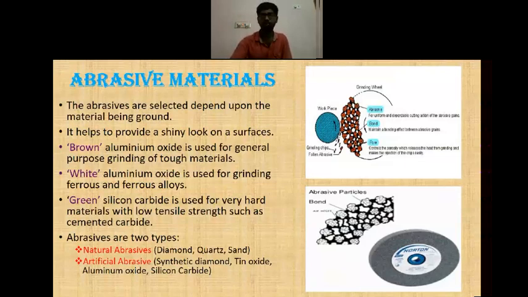If you look at those images, you can clearly see how abrasive and bond materials are held together. Generally, abrasives are of two types. They are natural abrasives like quartz and sand, and artificial abrasives like tin oxide, aluminum oxide, silicon carbide.